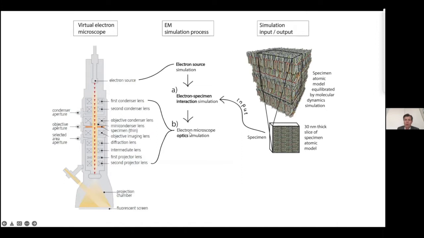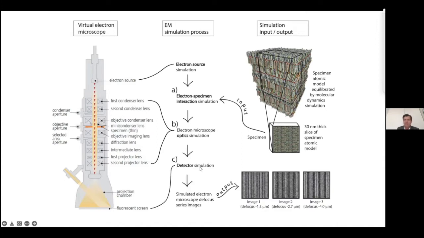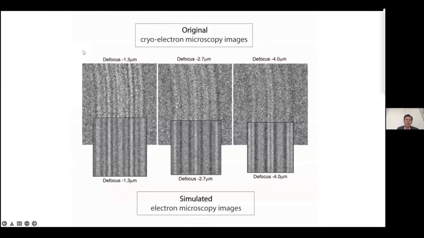Then all the optics of the microscope are simulated, and finally the detector interaction of the scattered electrons is simulated, and we get an output of simulated electron micrographs. That is what this atomic model would look like in our electron microscope. And finally, we compare them with the original cryo-electron micrographs.